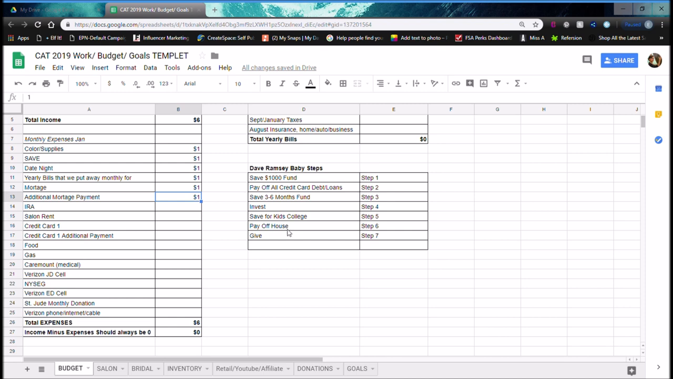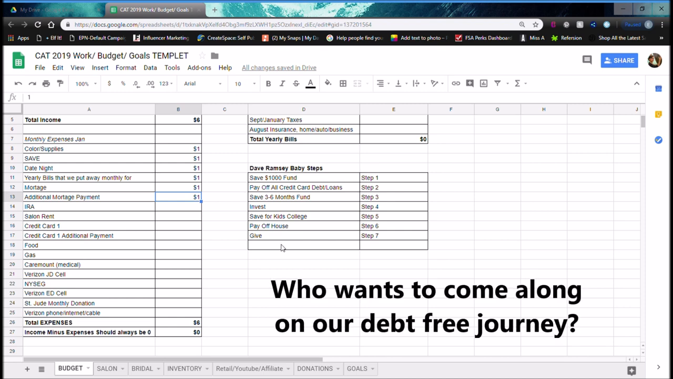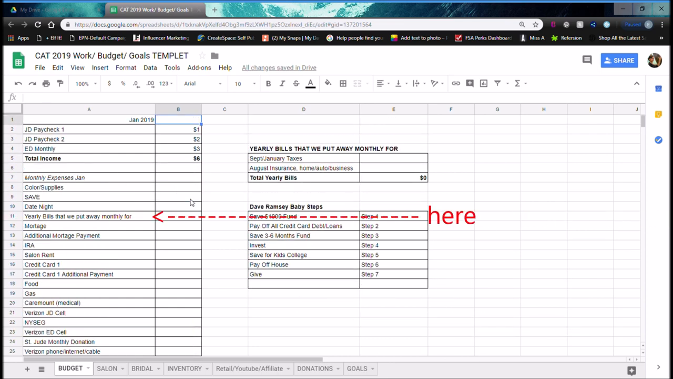On the side, I like to keep the Dave Ramsey baby steps. We are on baby step number 2 at this point, and we are almost paid off with our credit card debt, which is pretty cool. And then we also have on the side things that we put aside monthly for yearly bills. There's a tab in there for that.